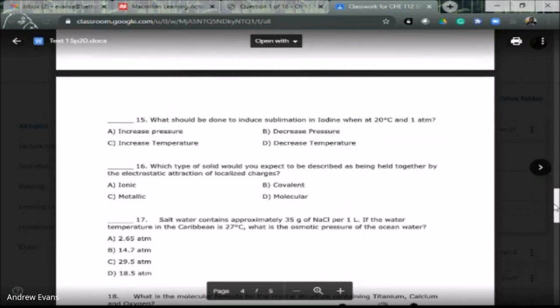What type of solid would you expect to be described as being held together by electrostatic attraction of localized charges? Simply put, that's ionic.